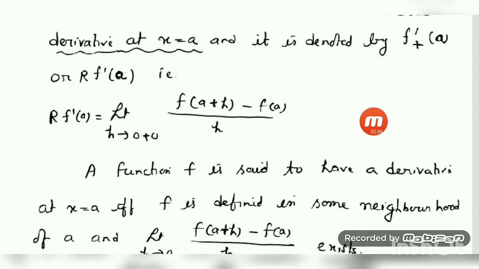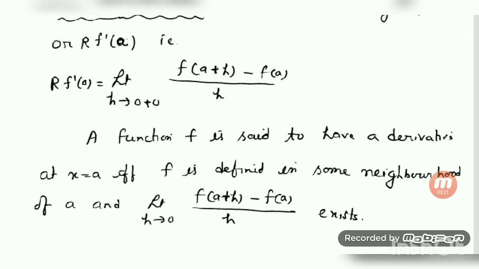So you have seen what the right derivative and the left derivative are. The right derivative is the value of the limit as h tends to 0 plus 0, and the left derivative is the value of the limit as h tends to 0 minus 0. A function f is said to have a derivative at the point x equal to a if and only if f is defined in some neighborhood of a and the limit as h tends to 0 plus 0 of f of a plus h minus f of a by h is equal to the limit as h tends to 0 minus 0 of f of a plus h minus f of a by h. If the right derivative equals the left derivative, then we say this limit exists.